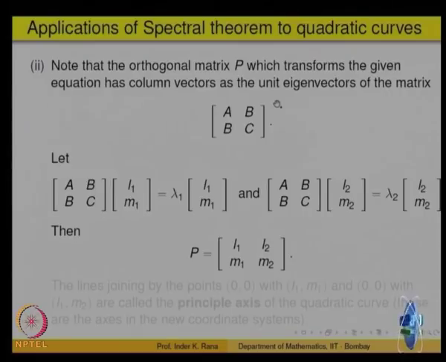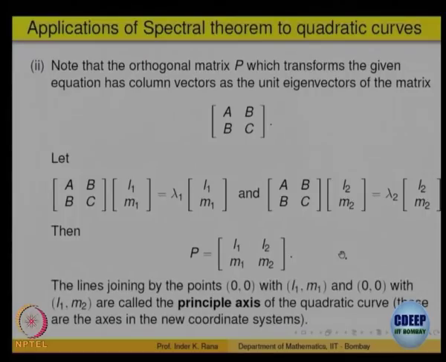And you can find out if there are two eigenvectors for this. Let us say the first eigenvector is L1 M1, the second eigenvector is L2 M2. So, your matrix P is going to be this, which is going to give you the rotation. And what are these L1 M1? If you join L1 M1, that is going to give you one coordinate axis, and joining L2 M2 gives the other, because they are orthogonal. So, when you shifted the origin you get a new point, and when you rotate, you get the new axes.